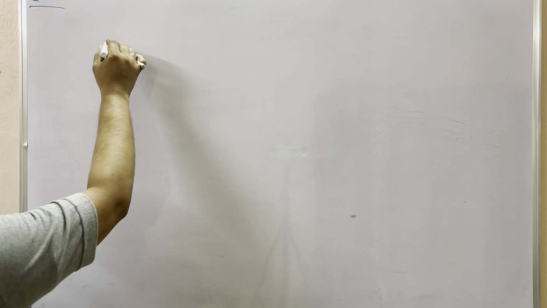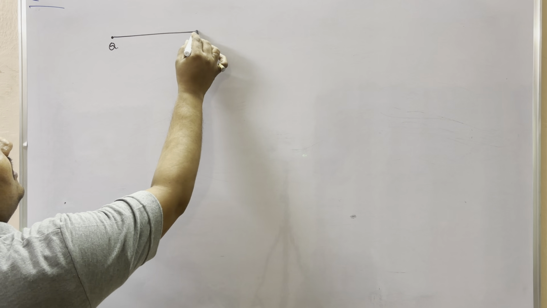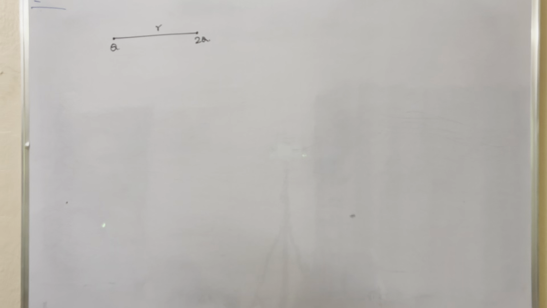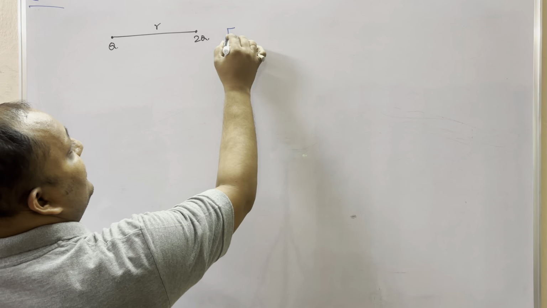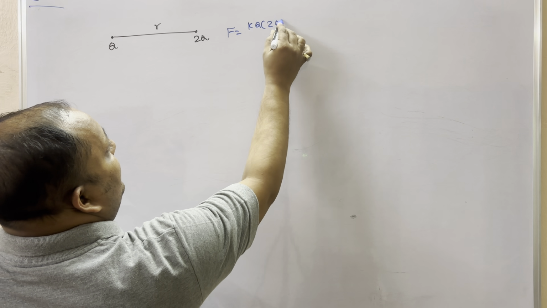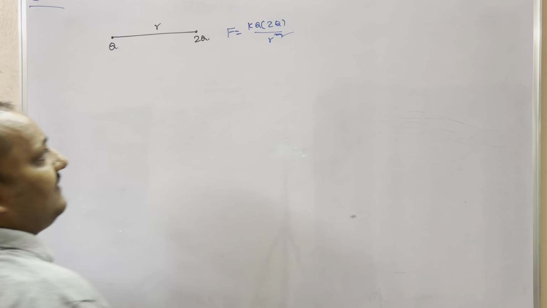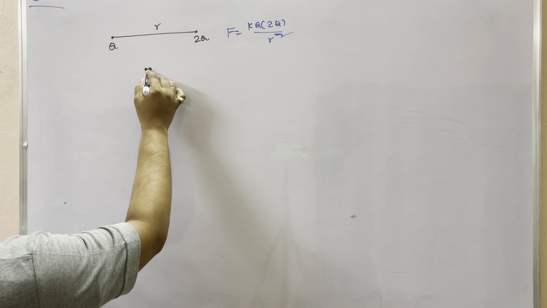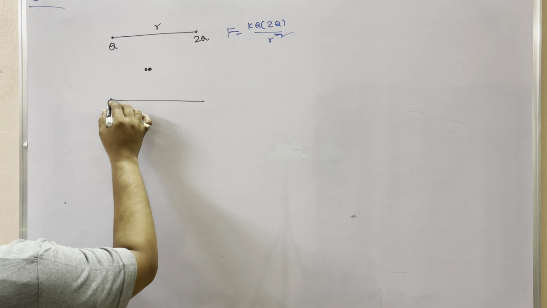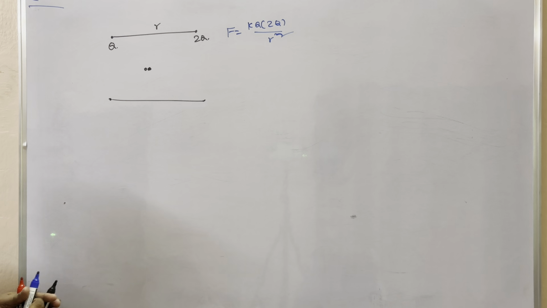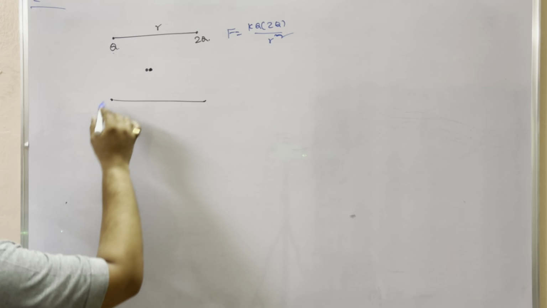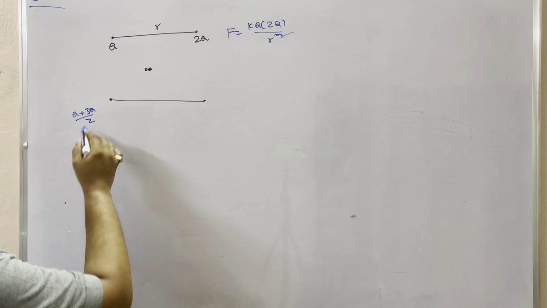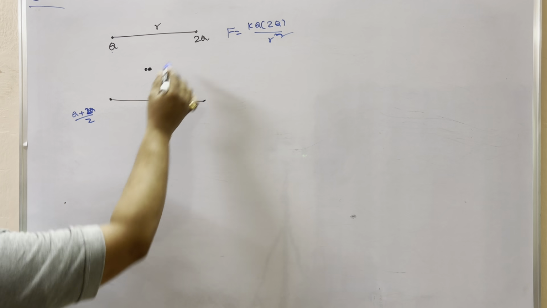Next one, two point charges q and 2q separated by distance r. At the time, what is the force between these two? K q into 2q by r square. Now both the charges are in contact. Again they have got separated. Now what is the new charge here? You can say q plus 2q by 2.